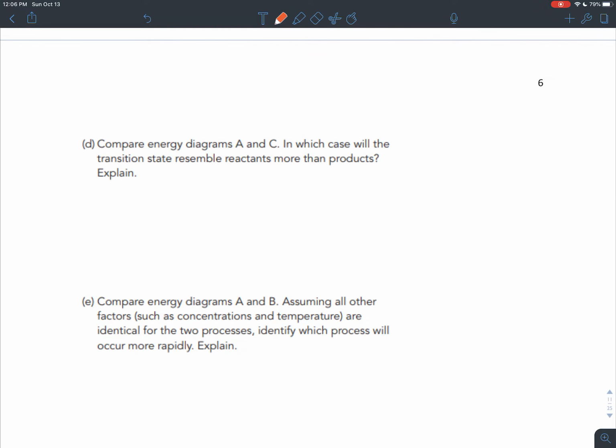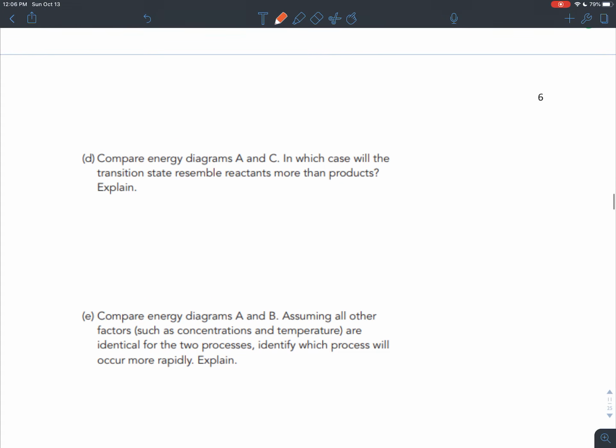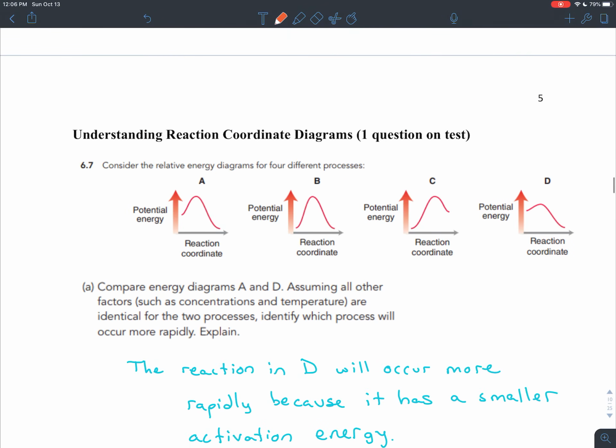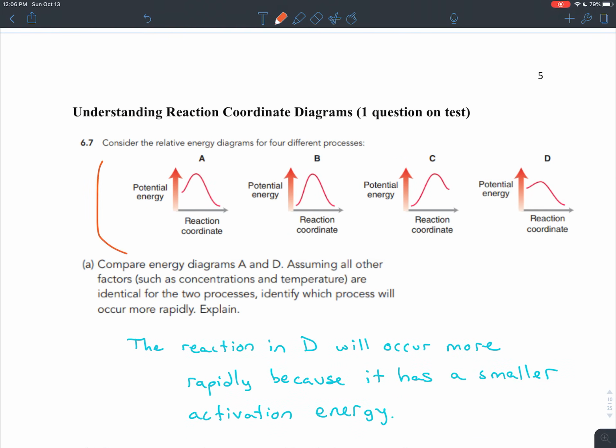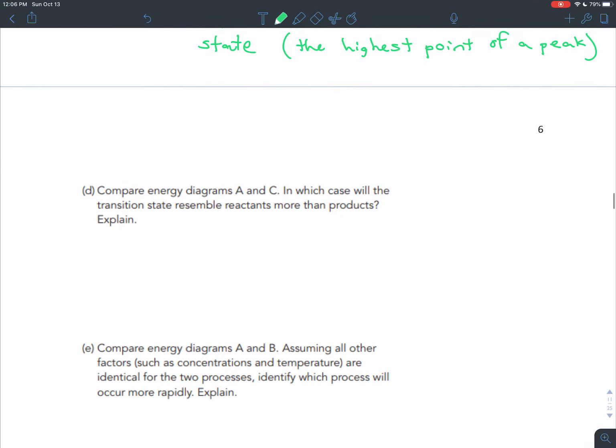For D, they say compare energy diagrams A and C, in which case will the transition state resemble reactants more than products. So here we're looking for A and C. So we have A, we have C. They want to know in which case the transition state will resemble reactants more than products. The transition state resembles whatever it's closer to. So in A, it'll resemble the reactants because it's closer in energy to the reactants. And in C, it'll resemble the products because it's closer in energy to the products. So, which one will resemble the reactants more than products?